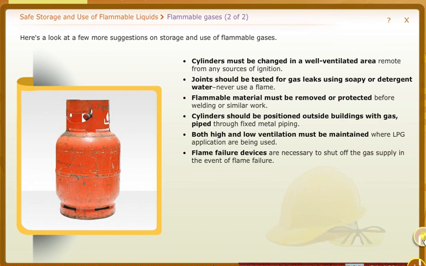Cylinders should be positioned outside buildings with gas piped through fixed metal piping. Both high and low ventilation must be maintained where LPG appliances are being used. Flame failure devices are necessary to shut off the gas supply in the event of flame failure.